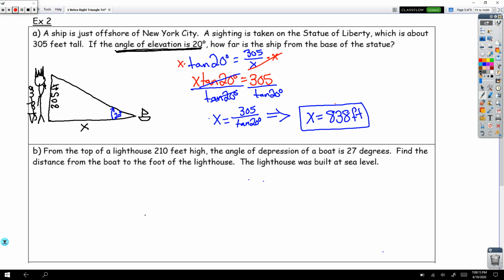All right. Top of a lighthouse, 210 feet high. Angle of depression of a boat is 27 degrees. Find the distance from the boat to the foot of the lighthouse. And the lighthouse is built at sea level.